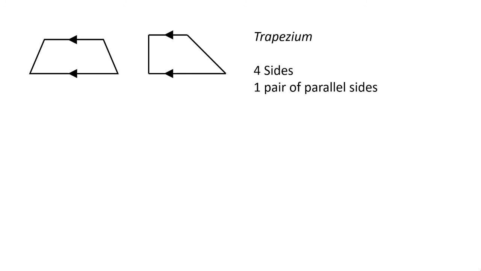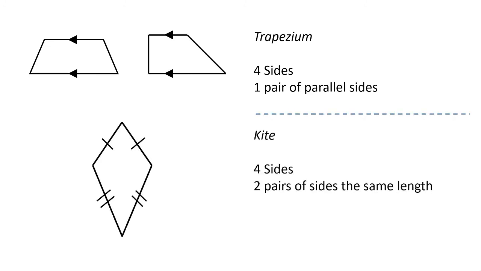And the final one we need to be aware of is the kite. Now, a kite has four sides, and it has two pairs of sides the same length. So two short sides at the top, marked with single dashes, two long sides at the bottom, marked with double dashes. And with a kite, it's also worth bearing in mind that there is one line of symmetry from top to bottom there. The kite is probably the easiest one to remember because it looks like a kite.